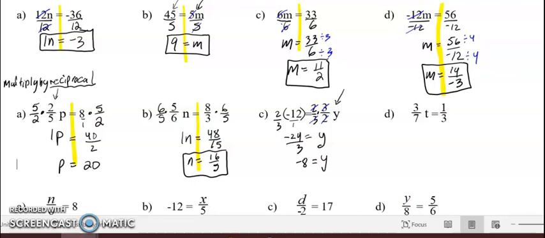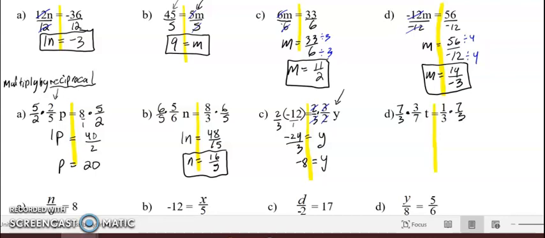And then question D, we've got 3/7 times t equals 1/3. So I have a multiplication by 3/7. If I end up multiplying that by 7/3, that's going to make it equal to 1. And whatever you do to one side, you got to do to the other side. Oops, forgot the bracket on question C. So you're going to multiply the right-hand side by that 7/3 again.